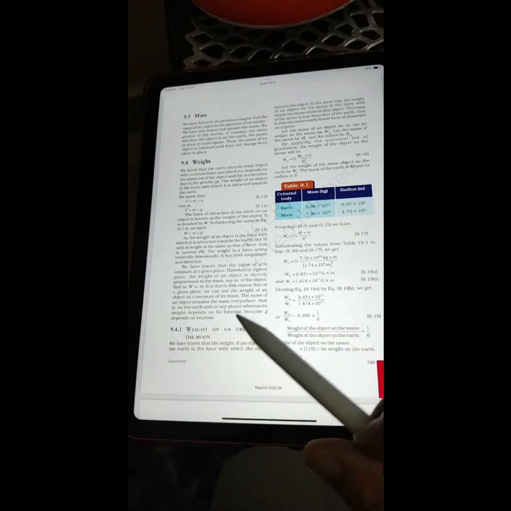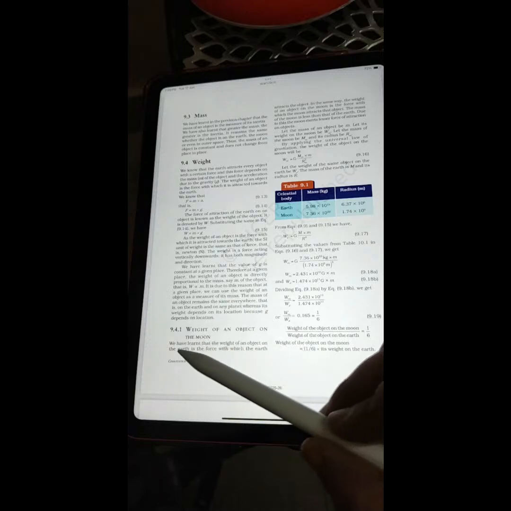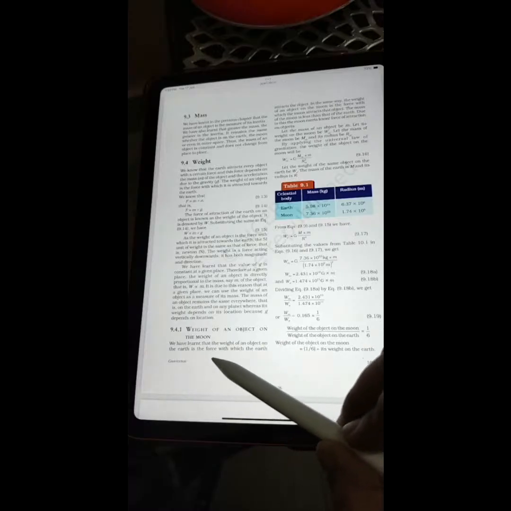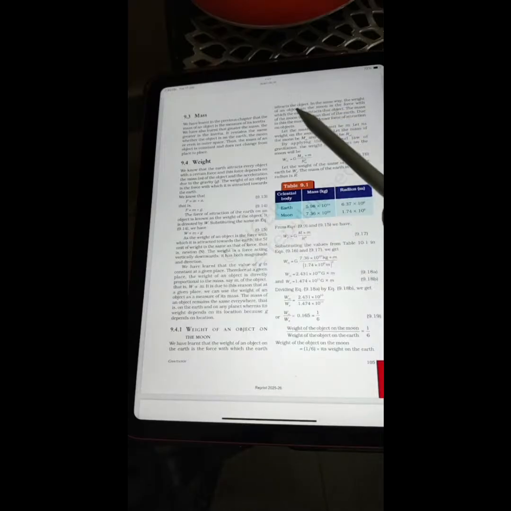So we come on to 9.4.1, weight of an object on the moon. We have learned that the weight of an object on the earth is the force with which the earth attracts the object.